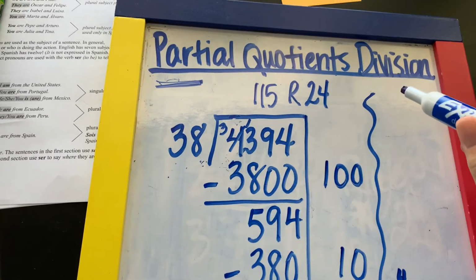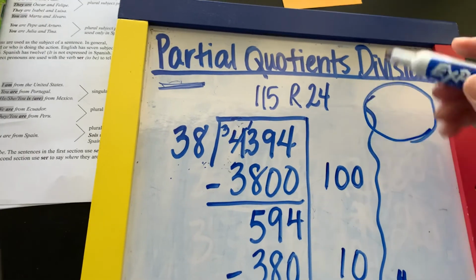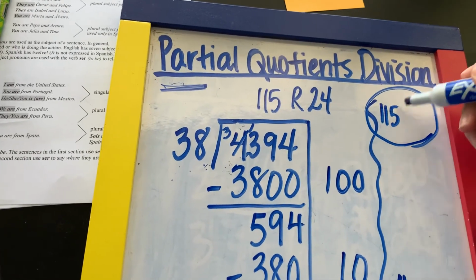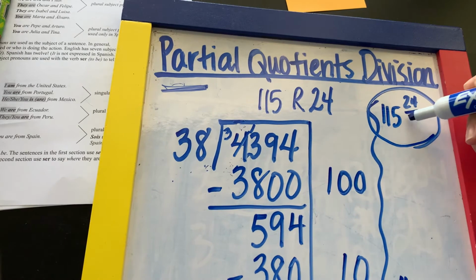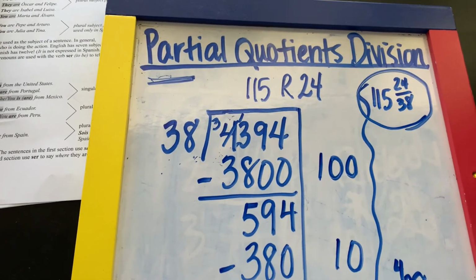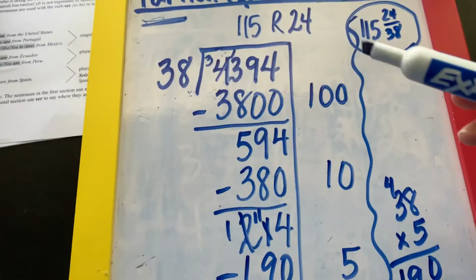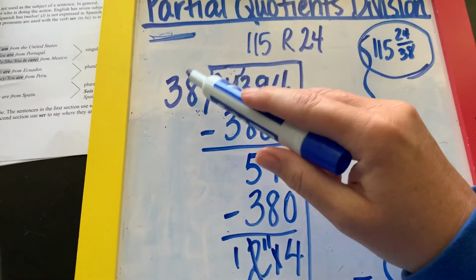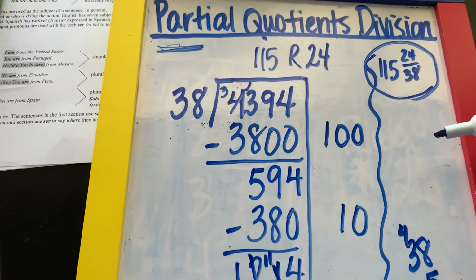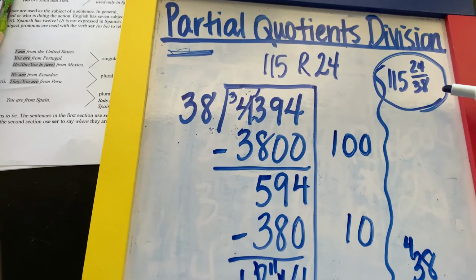Now I've told my students, when you're in 6th grade, the teachers really would like you to not write the R24. A better answer would be 115 and 24 over 38. Showing it as a fraction, 24 is your remainder, that's your numerator, 38 is your denominator, that's your divisor. Okay, you could reduce that also though.